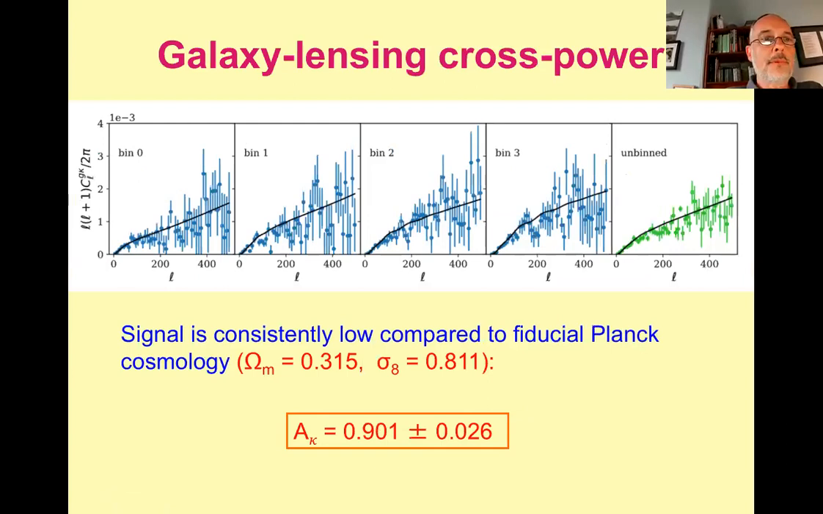However, it's much, much more interesting in all sorts of ways when we talk about the lensing. So now what I'm doing is showing you the cross power between these galaxy fields and the CMB lensing map. Now you can see a much higher signal to noise in the measurements. And the black line is the Planck estimate.